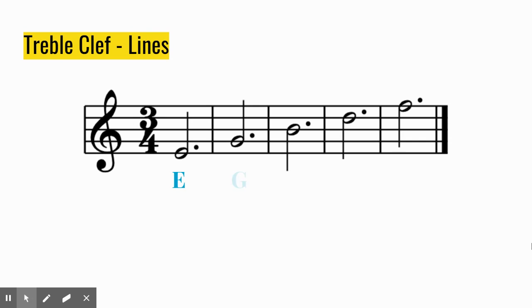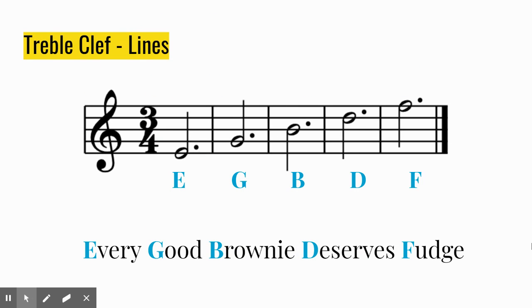Notes on the lines read E, G, B, D, F. This doesn't really spell a word that we can use, but we can make a phrase using words that start with those letters. Since I like food, the phrase that I like to use is every good brownie deserves fudge. E, G, B, D, F.